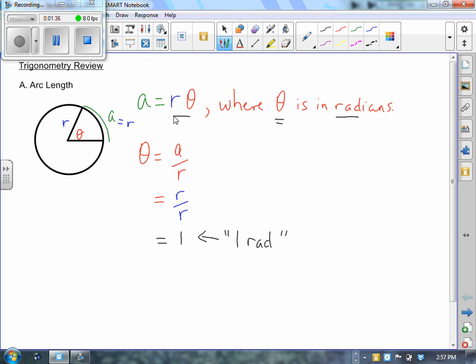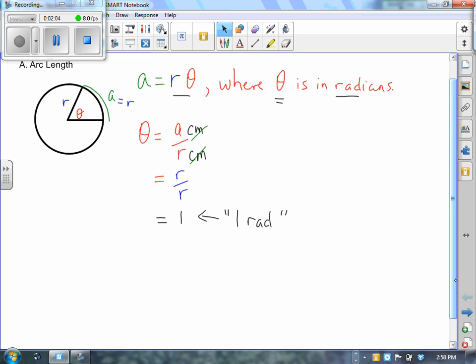So for instance, if the length of the arc and that of the radius happen to be in centimeters, then you can see that those units would cancel when simplifying. Okay? So again, arc length is r theta, where theta is in radians, and radians is simply another means of measuring angles. Now, when you're using this formula, it's important to remember that if presented an angle in degrees, you must convert it to radians.